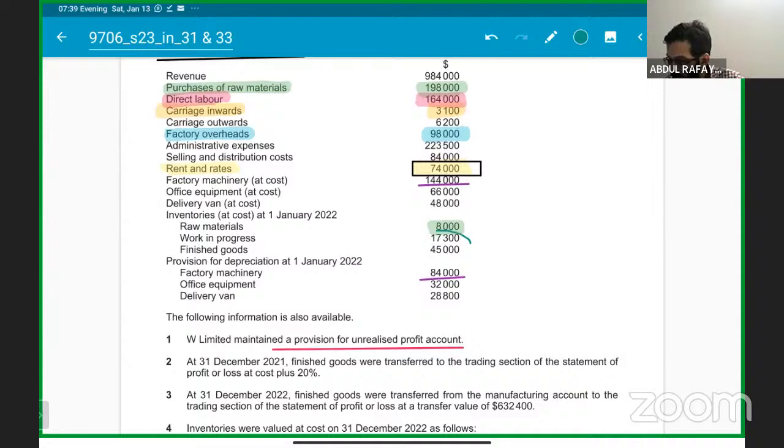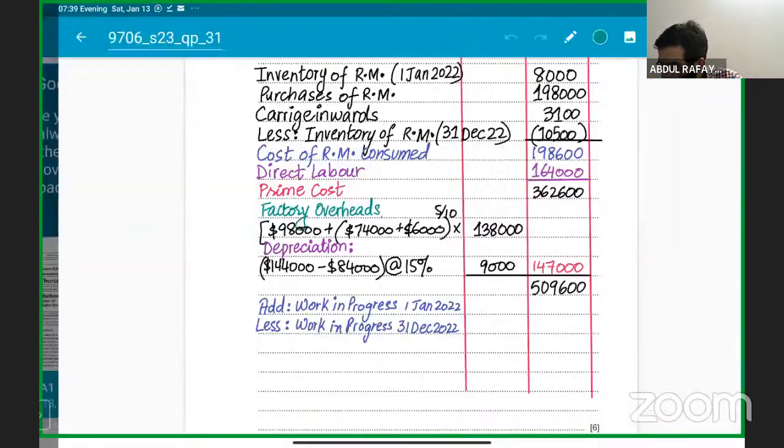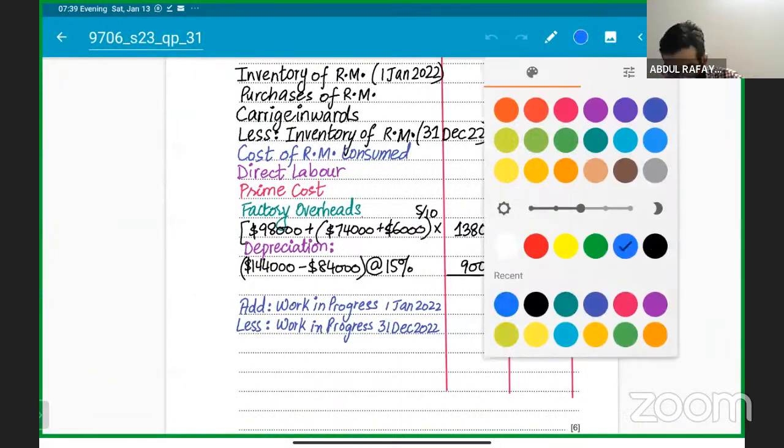17,300. Can you guys see? 17,300 is the opening inventory. And sir, closing inventory is 16,900. Okay. Got it, guys? Both of them will be written at cost. So it will be simple, sir.